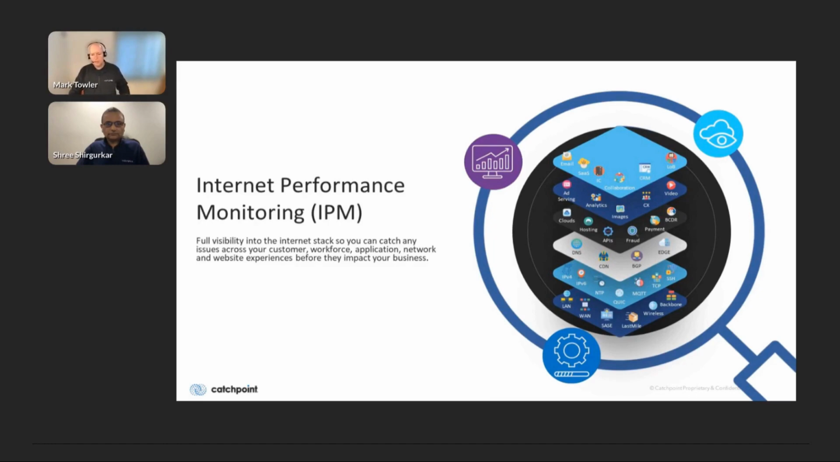I'll just mention the big difference between us and an application performance monitoring solution is they really only do the top couple of layers, and they start from what we call the inside out. That's the top looking out. We start from where your users are, from the bottom looking in.